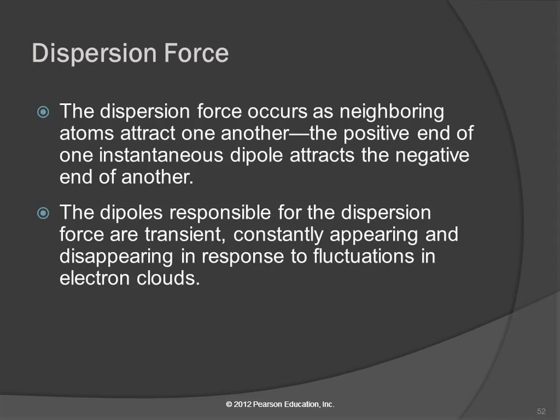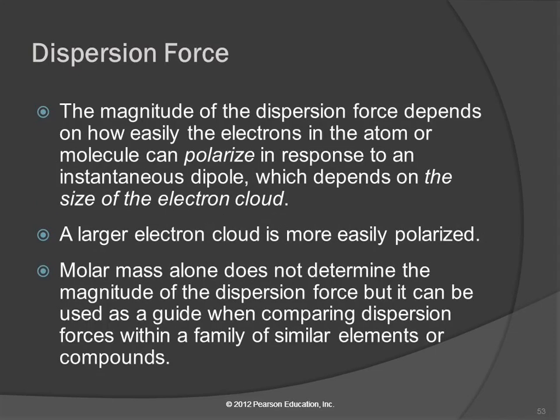These are transient, meaning they don't last very long. They come and go. Oops, wrong pointing place. They are transient, constantly appearing and disappearing. So they're very weak. A covalent bond is always there. Covalent bonds are very strong compared to dispersion forces. The magnitude of the dispersion force depends on how easily the electrons in the atom or molecule can polarize in response to an instantaneous dipole.